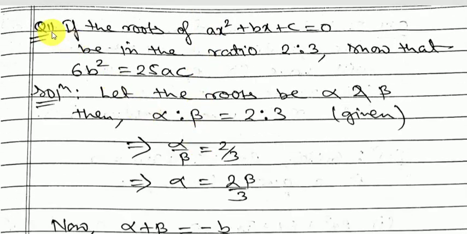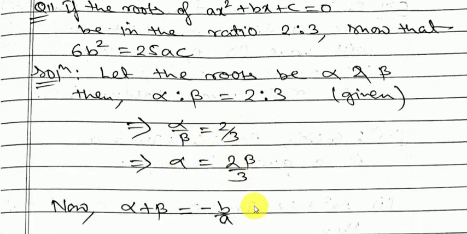Next is question number 11. If the roots of ax square plus bx plus c is equal to 0 are in the ratio 2:3, show that 6b square is equal to 25 ac. So they are saying that this quadratic equation has roots in this ratio 2:3. So let the roots be alpha and beta. Now according to the question, alpha is to beta is 2:3. That means alpha upon beta is equal to 2/3, that means alpha is equal to 2 beta upon 3.